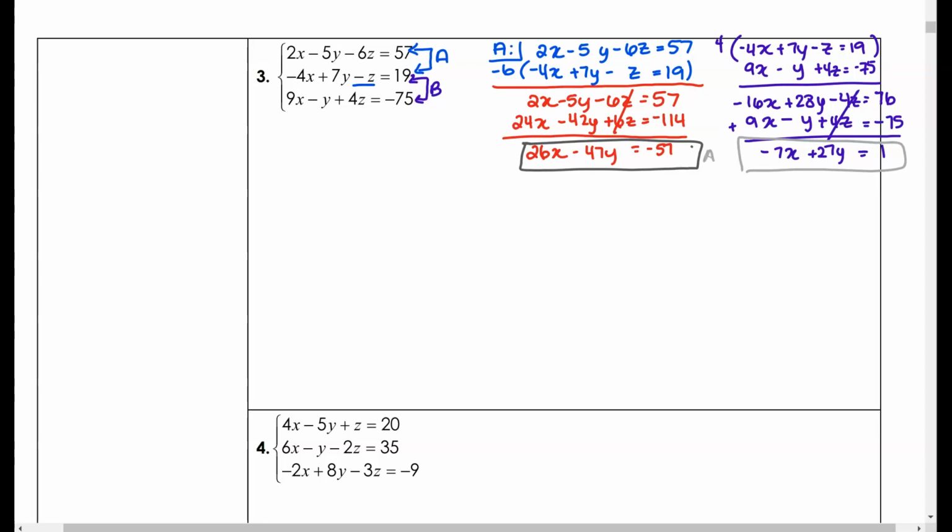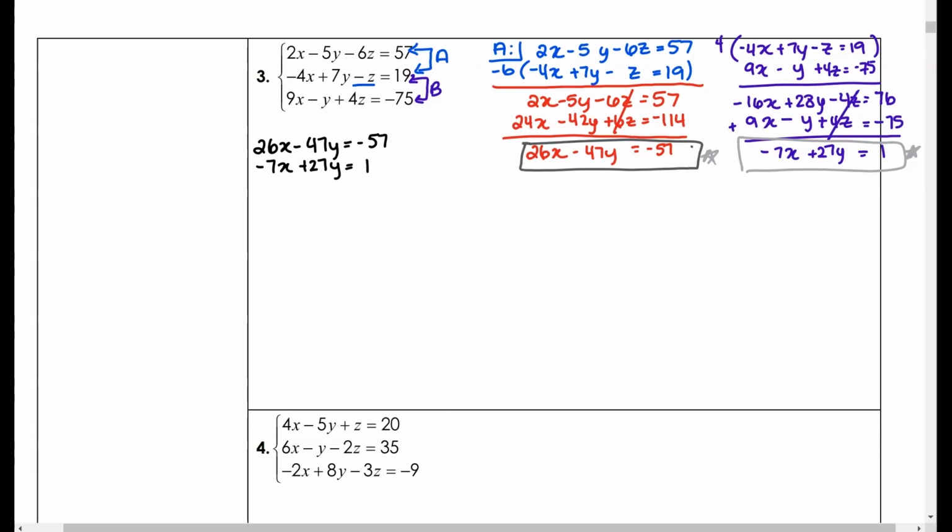Now we're going to combine these two stored equations to get rid of another variable. Do notice that some of these are a little bit larger, but here we go. In combining those two, I'm going to have 26x minus 47y equals negative 57, and then my bottom equation is going to be negative 7x plus 27y equals 1.